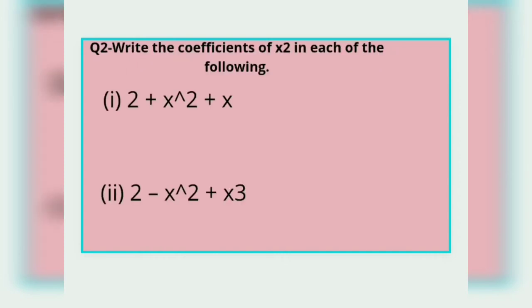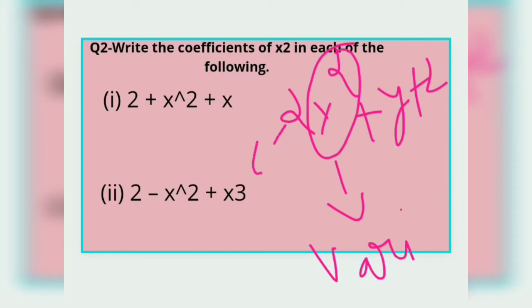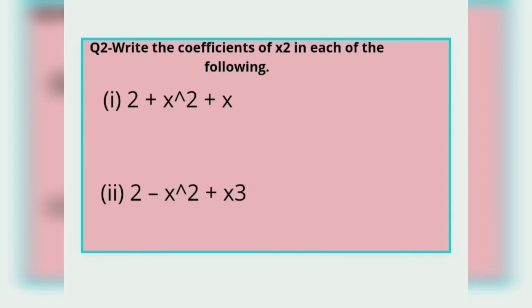Write the coefficients of x square in each of the following. We have to just find out the coefficient. Suppose we have 2x square plus y plus z. So first what we need to check, x square only. So this is the x square. Now see, x is a variable here and 2 is the coefficient. I hope it's clear. Now see, the first part is 2 plus x square plus x.